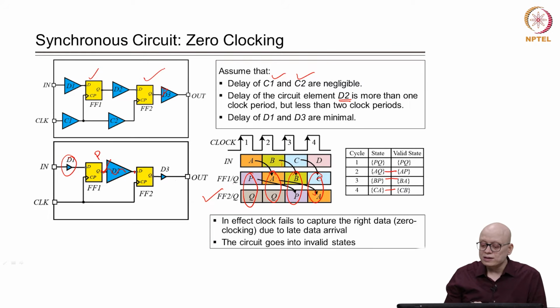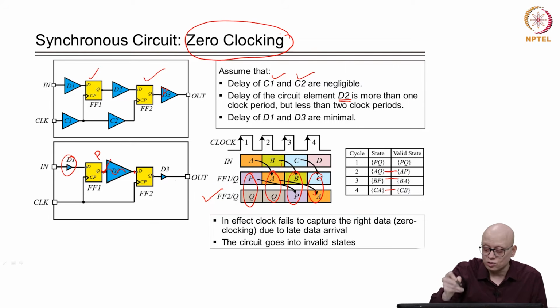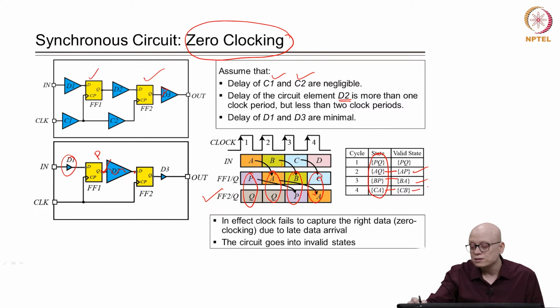So, in effect, the clock fails to capture the right data due to late arrival of the data, and this is known as zero clocking. We call this a case of zero clocking. The circuit goes into invalid states. These are invalid states. Why? Because it is different from the one that we expect in a synchronous circuit.